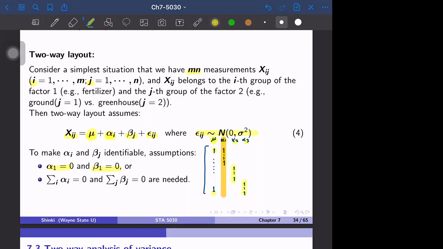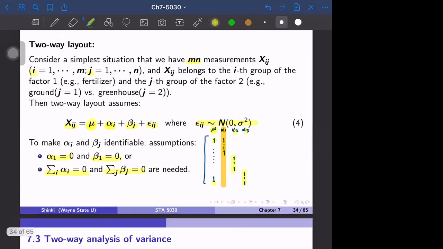Another way to put the restriction is that the summation of alpha i is equal to 0. This effectively reduces one parameter. And the summation of beta j is also 0. So this is the definition of the two-way layout.